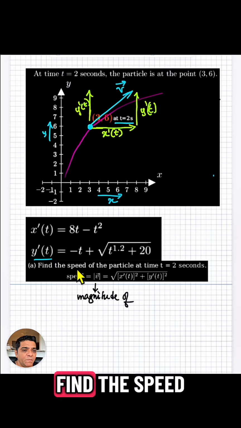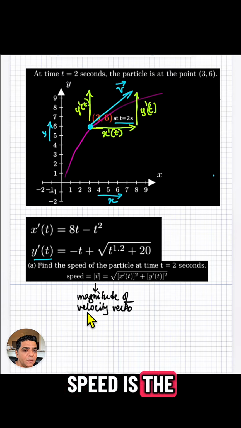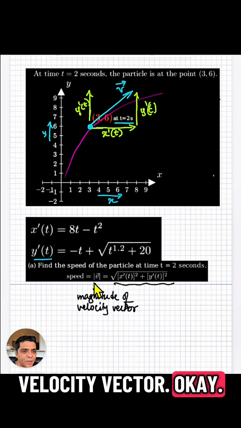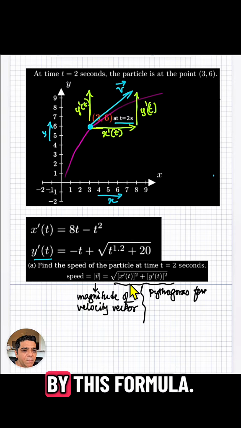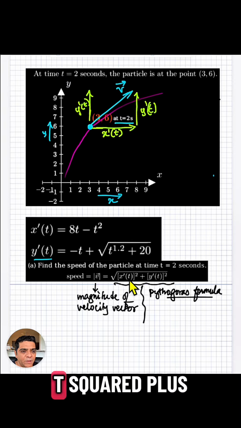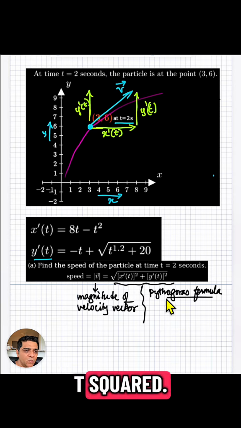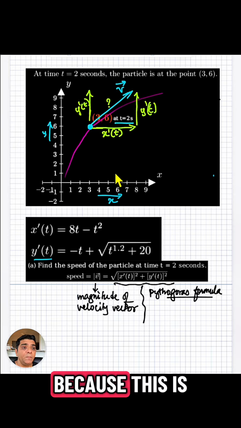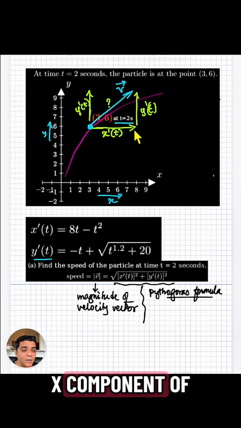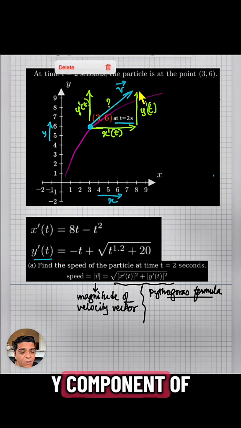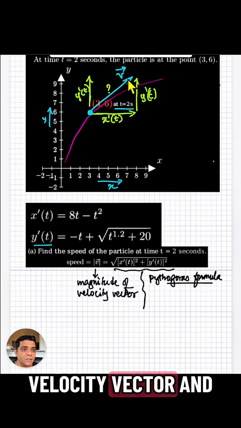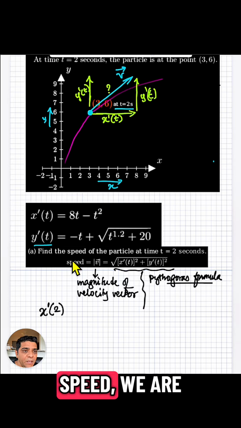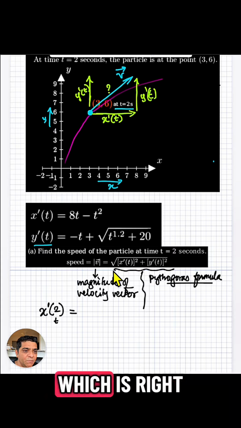So first, we have to find the speed of the particle. Speed is the magnitude of the velocity vector, the absolute value of the velocity vector, and is given by this formula: the square root of x prime of t whole squared plus y prime of t whole squared. You can see where this comes from, because this is the Pythagorean theorem. This is the x component of the velocity vector, this is the y component, and to get the magnitude of the velocity, which is the speed, we use the Pythagorean theorem, which is right here.